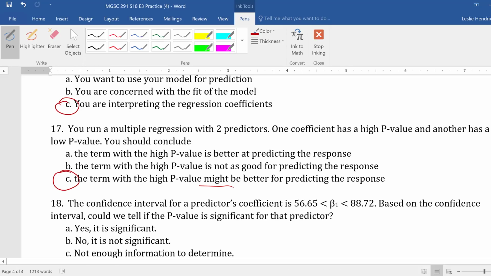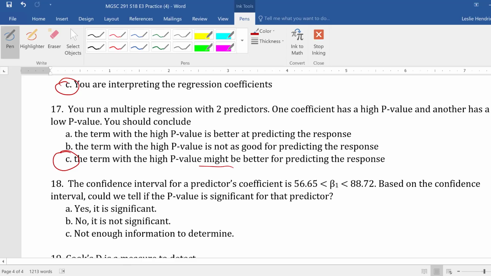All right, 18, the confidence interval for a predictor's coefficient goes from 56.65 to 88.72. Based on the confidence interval, could we tell if the p-value is significant for that predictor? Yes, we can, because what's the null hypothesis in regression? The null hypothesis is that the coefficient is 0. So if our confidence interval contained 0, we know that our hypothesis test would fail to reject the null hypothesis that it could be 0. But our confidence interval is all values that differ from 0. So we're going to think it's significantly different from 0.